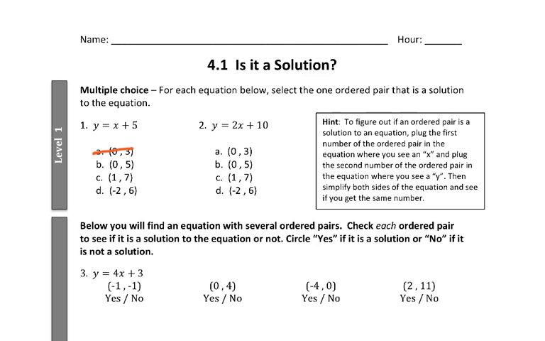Alright, let's go ahead and plug in a 0 for X and a 5 for Y. 0 plus 5 is 5, and that statement is true. So the correct answer here is B.